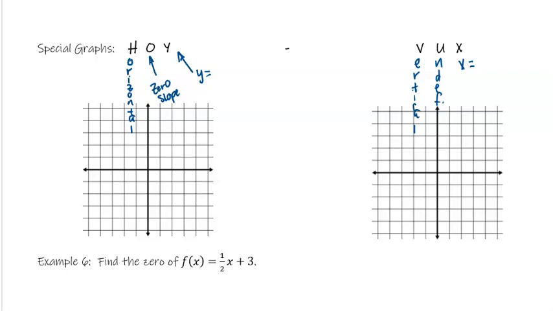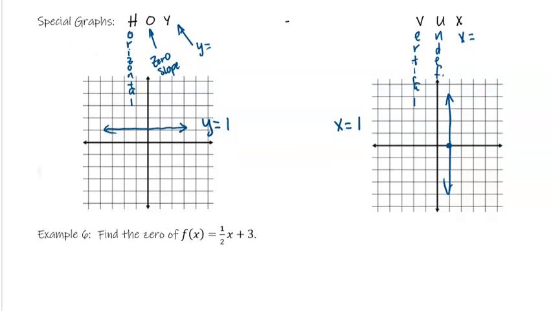So a horizontal line would be something that goes through the y-axis like that. It has a 0 slope, and the equation of this one is y equals 1. On the other hand, if I have an x equals 1, it's going to go through the x-axis with a vertical line, and it would look like that. So HOY helps you remember which one is horizontal. VUX helps you remember that x is vertical.